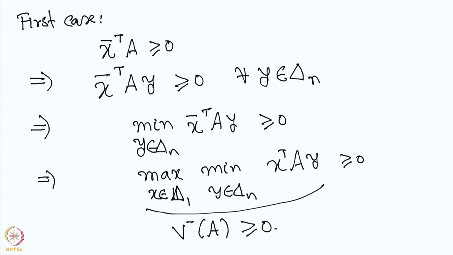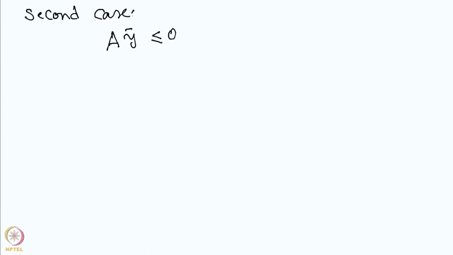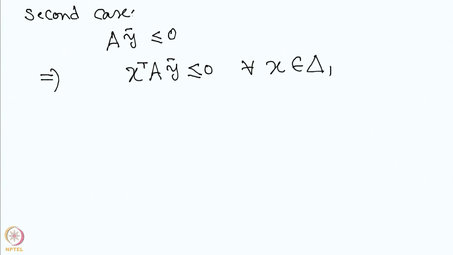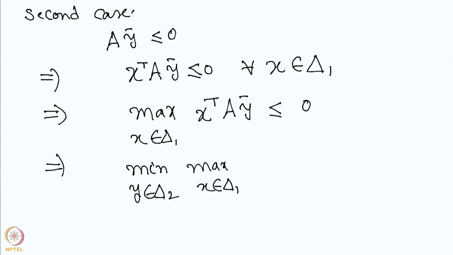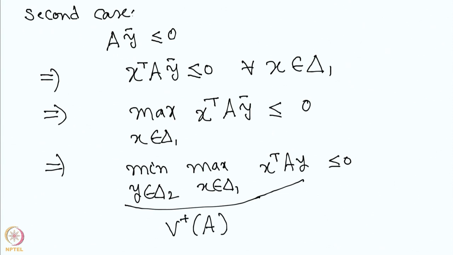In the second case, what we have is, let us look at it again here, A y bar less than or equal to 0. This immediately tells me that x transpose A y bar is less than or equal to 0 for all x in delta 1. This implies max over x in delta 1 of x transpose A y bar is less than or equal to 0. This implies minimum over y in delta 2 of max over x in delta 1 of x transpose A y is less than or equal to 0, and this is nothing but the upper value of the game, which we denote by V plus of A, which is less than or equal to 0.